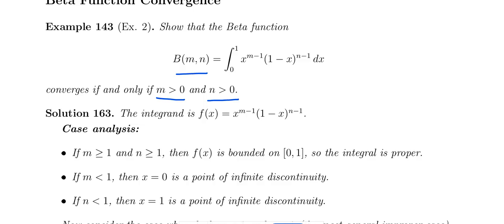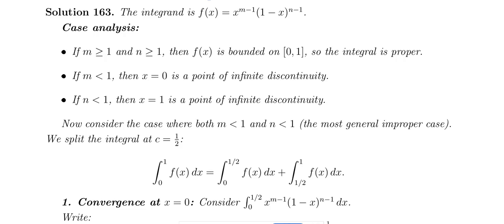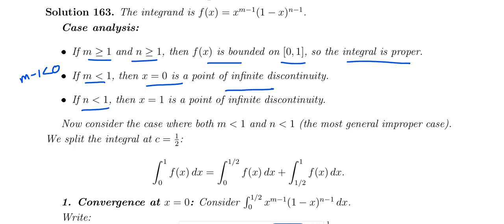Okay, let us check. That is correct. Take m greater than or equal to 1 and n greater than or equal to 1; then f of x is bounded. That is the idea, m minus 1 greater than or equal to 0. Okay, this is correct. f of x is bounded on 0, 1. So the integral is a proper integral, no doubt at all. That converges. And if m is less than 1, that is m minus 1 less than 0, then x equal to 0 is the point of infinite discontinuity. If n is less than 1, then x equal to 1 is the point of infinite discontinuity.